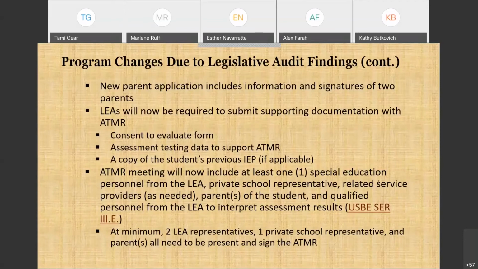One of the other program changes due to the legislative audit findings is that the new parent application includes information and signatures of two parents. Again, remember, if you want both parents to be able to sign those checks, you need to have those signatures on the application so that we have a comparison of correct signatures.